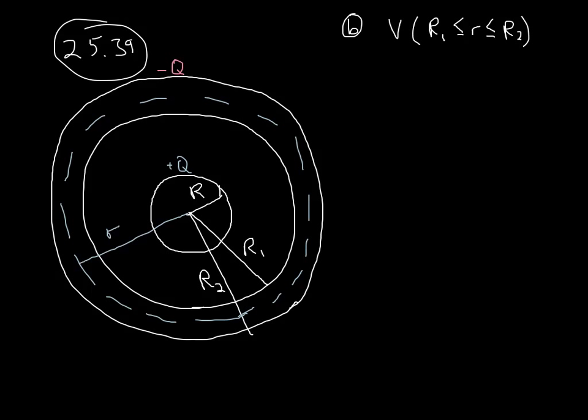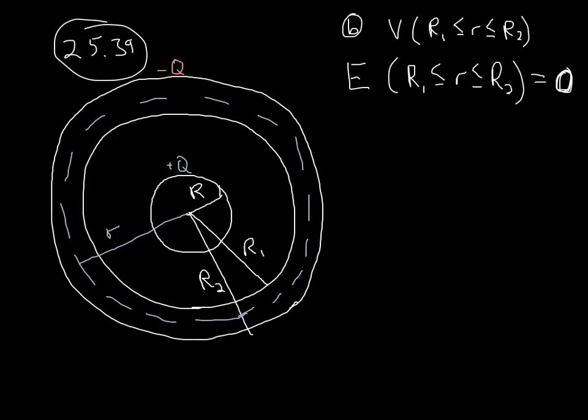So we need to find E in between this shell, in the middle of this shell. And this requires us to remember a little bit of physics, specifically about what is the electric field inside of a conductor. We have a conducting shell. The electric field inside of a conductor is always equal to 0.